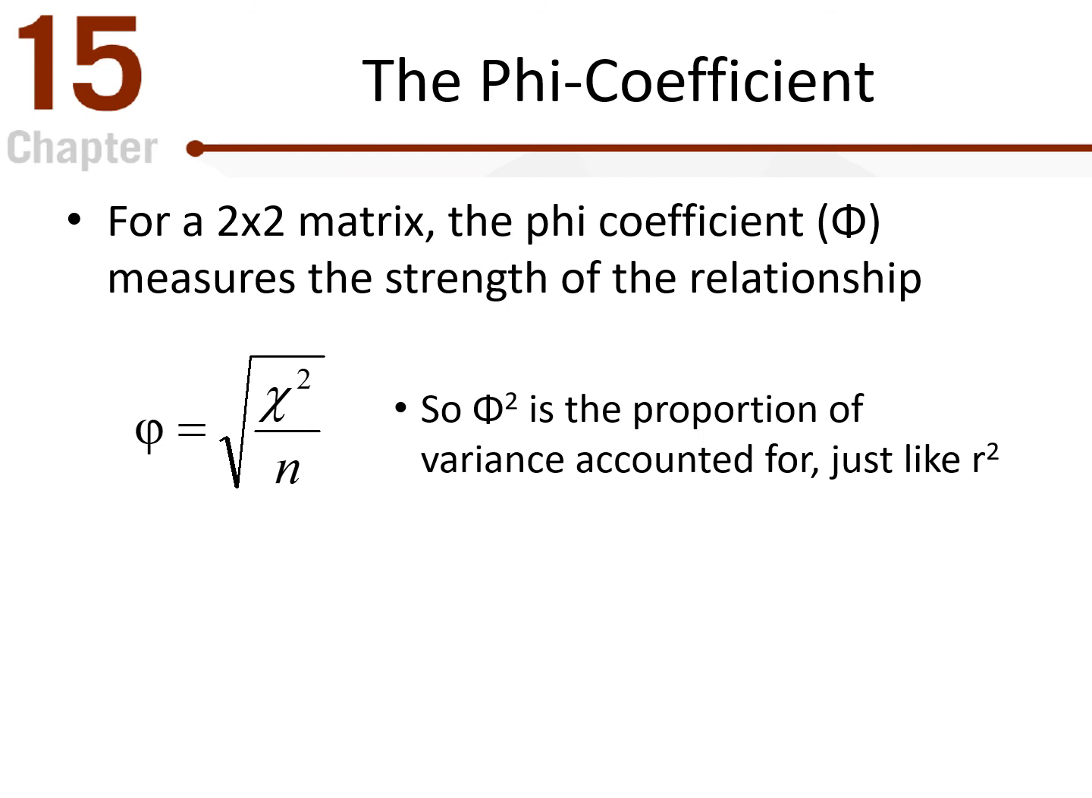This is similar to a correlation between two nominal variables. And if you square phi, you'll get the equivalent of r squared. So you get the proportion of variance if you take the phi value and square it, just like if you square r, you get the proportion of variance. You get the same thing with phi squared. So it's an alternative to correlation for nominal variables.